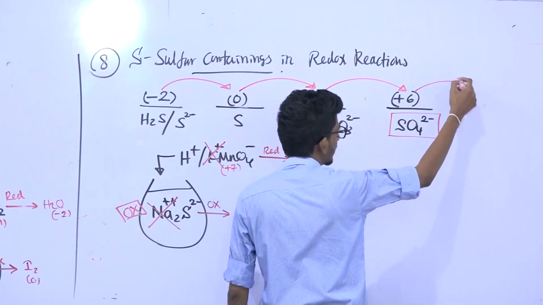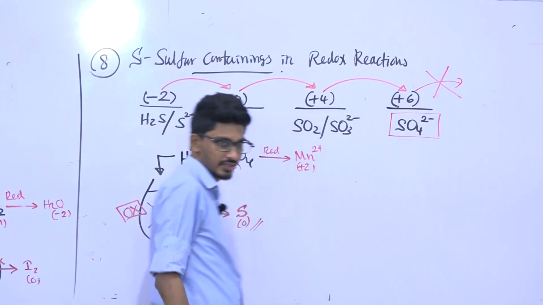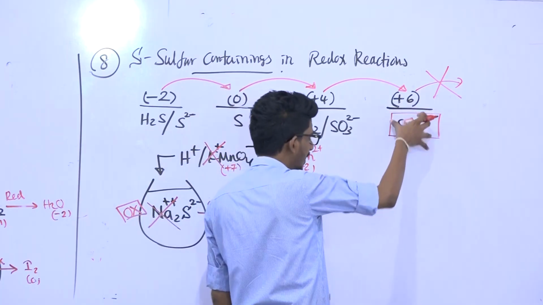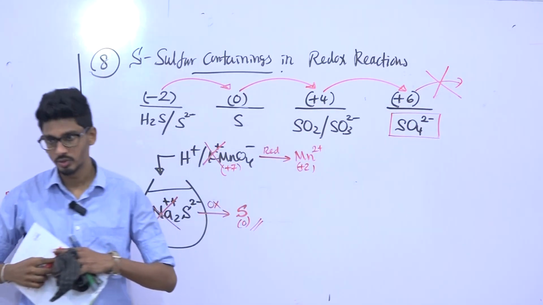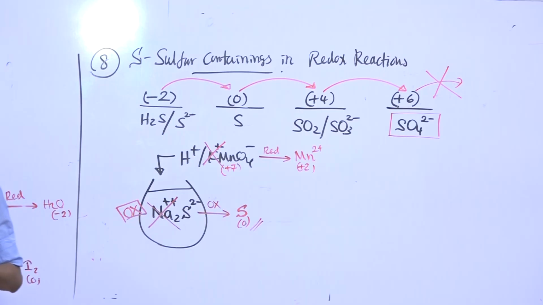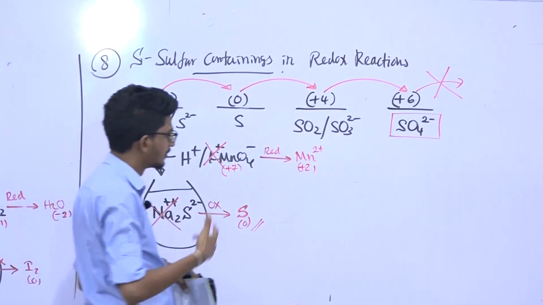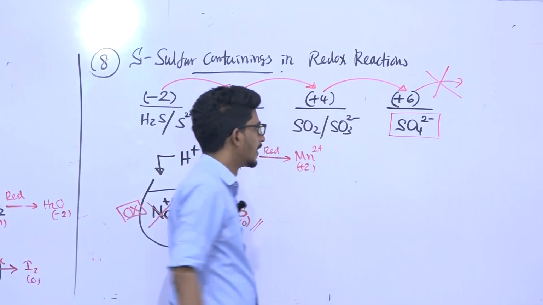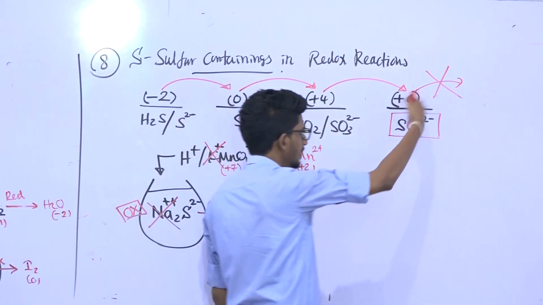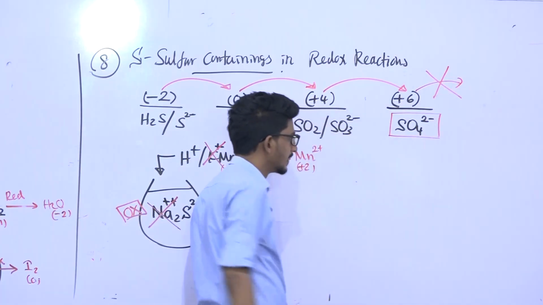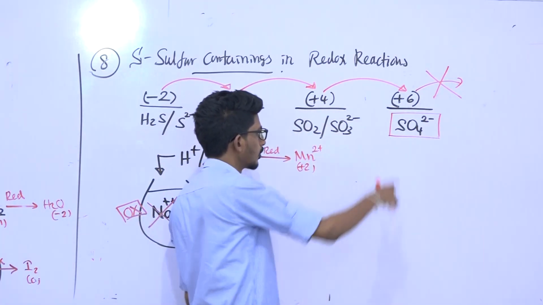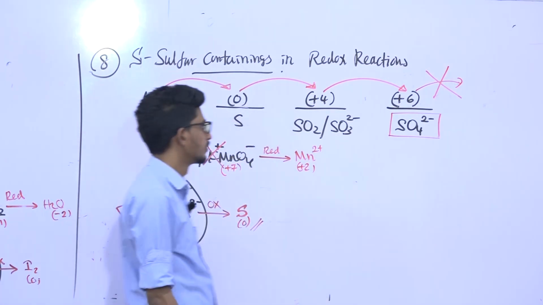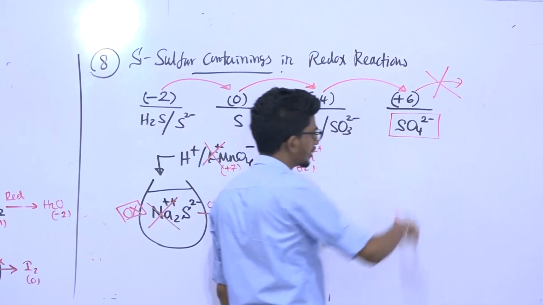There is no oxidation like this. You can come towards SO4 2 minus, but as a reactant SO4 2 minus is not going to participate in redox reactions. So SO4 2 minus is not oxidizing, no further oxidation is available, and no reductions occur in these aqueous solution calculations. So SO4 2 minus has no redox property.